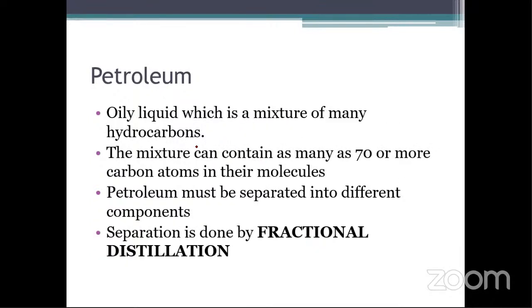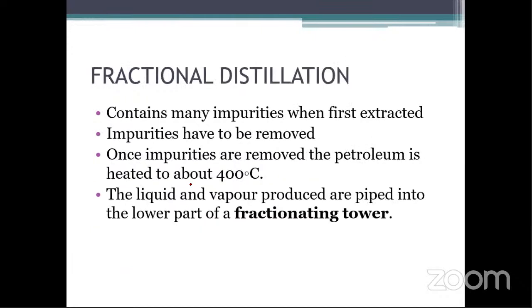So let's look at petroleum. Petroleum is oily and is a mixture of many, many hydrocarbons. It contains as many as 70 or more carbon atoms in the molecule. So you can have like 70 carbons just bonded to each other, one after the other, huge, huge molecules. And you can separate it out into different components. And you use the method of fractional distillation to separate out these different hydrocarbons.